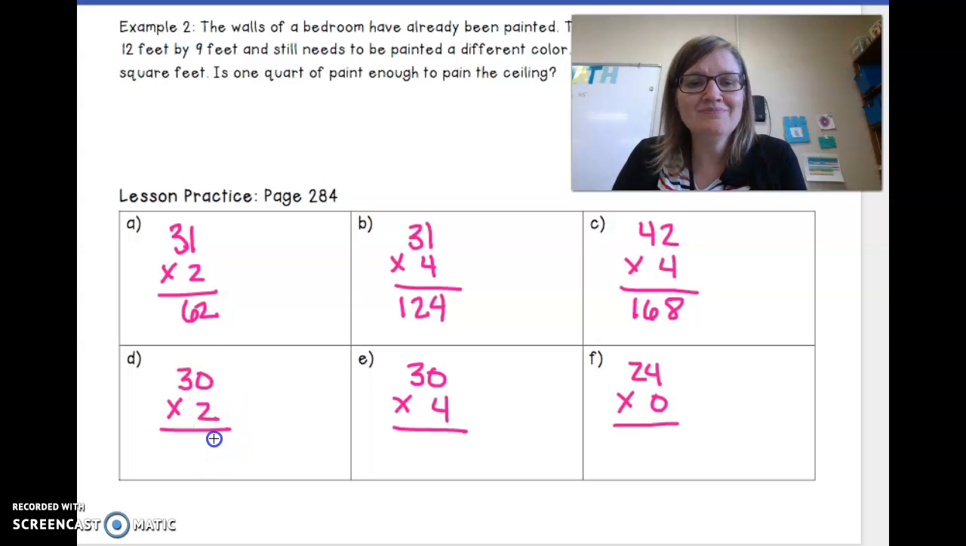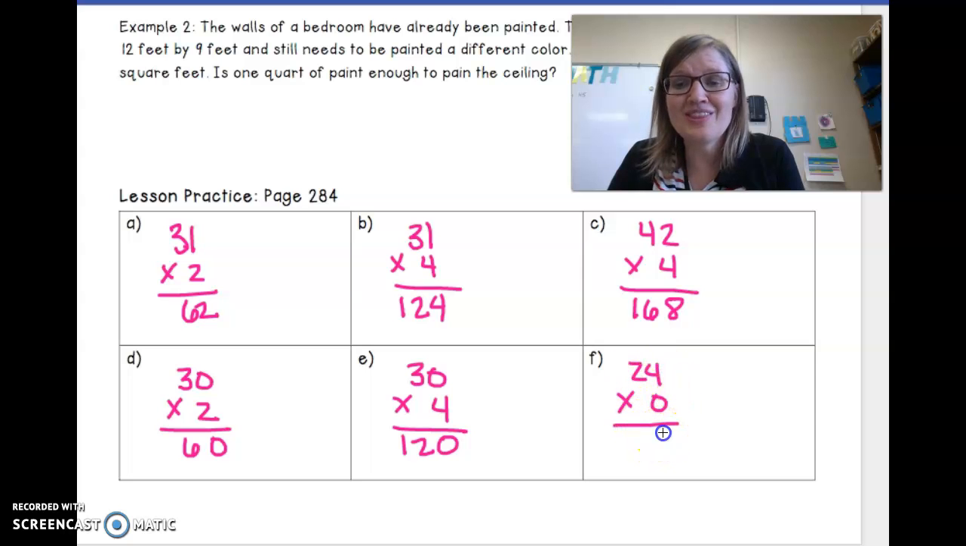2 times 0, easy, 0. 2 times 3 is 6. Or you could have just said 3 times 2 is 6 and put a 0 on. In fact, let's try that. 4 times 3 is 12, and then we put a 0.